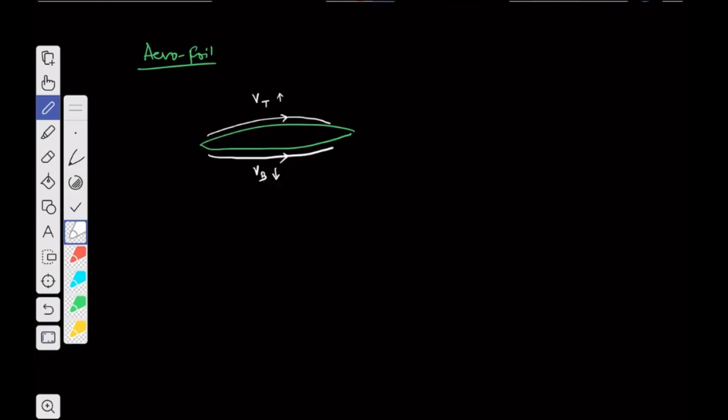Again, we'll write P plus half rho V square. Since the height difference is not going to be much, we'll neglect that. So what terms do I have? Just the pressure and the velocity term. So P plus half rho V square will be equal to constant. So I'll write Pt plus half rho Vt square equals Pb plus half rho Vb square.